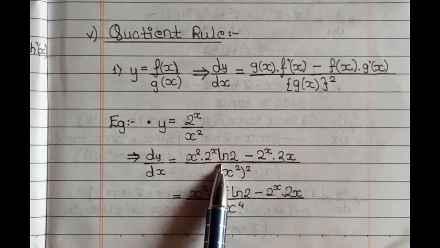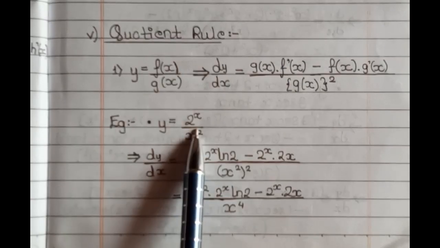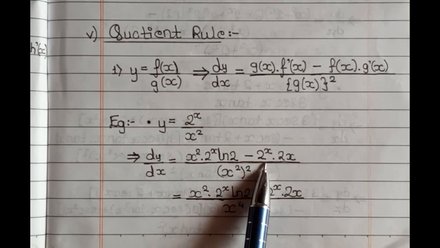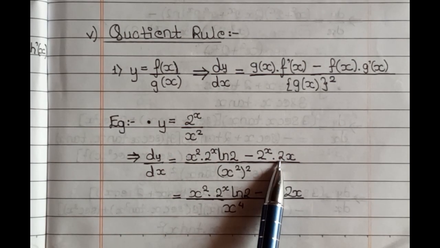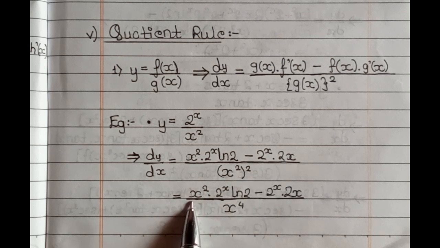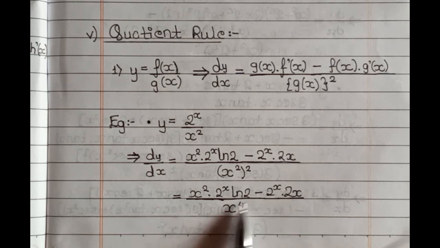is 2^x ln 2, then apply a minus sign and keep the numerator constant 2^x and then differentiate the denominator, that is 2x. So we will get x^2 into 2^x ln 2 minus 2^x into 2x, whole upon x^4.